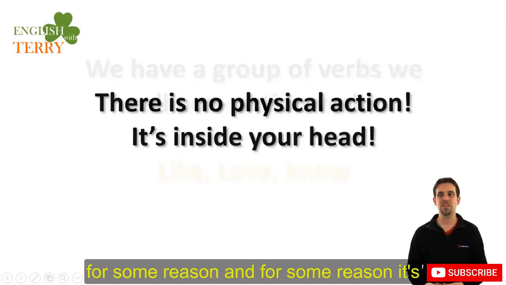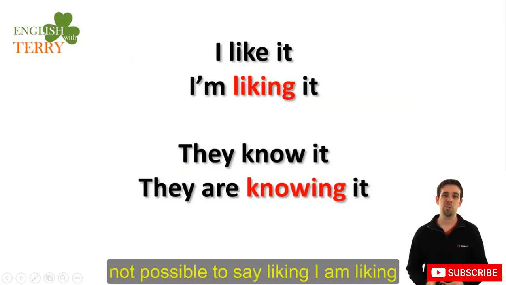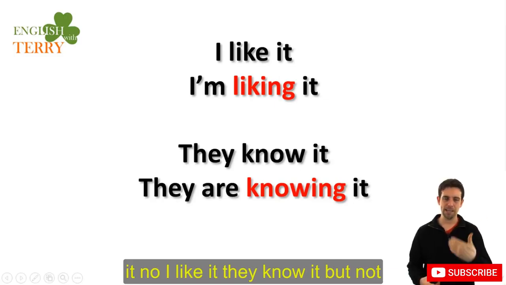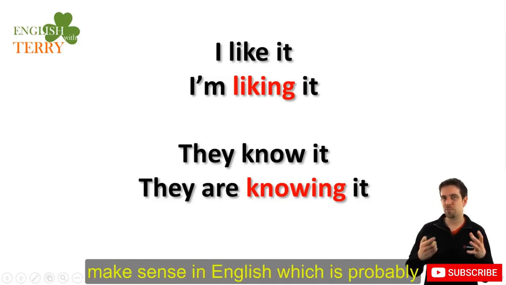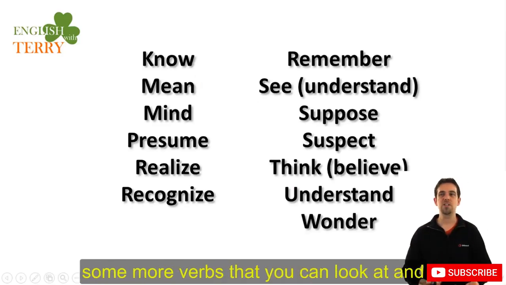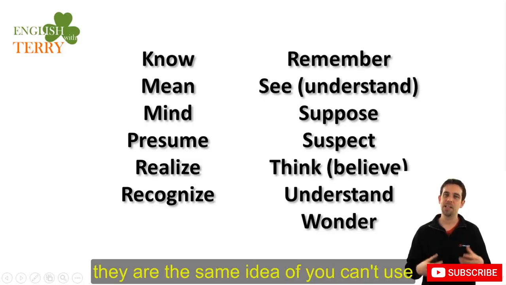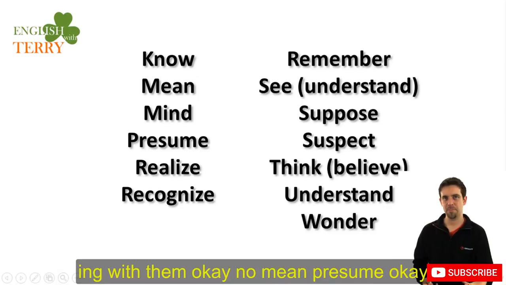And for some reason, it's not possible to say liking. I am liking it. No, it's I like it. They know it. But it's not possible to say they are knowing it. It doesn't make sense in English, which is probably different from your language. Here are some more verbs that you can look at, and they are the same idea: you can't use ing with them. Okay? Know, mean, presume.